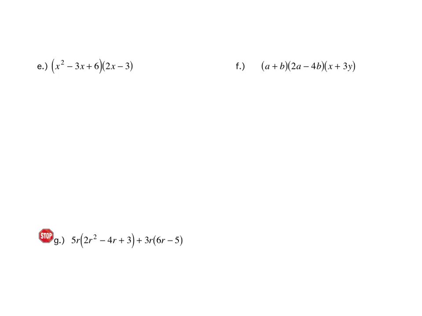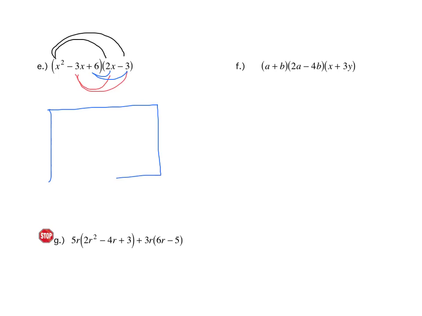In part E, we're multiplying two polynomials, so we have x squared minus 3x plus 6, and then we're multiplying that by 2x minus 3. So you can, if you want, distribute. So you could do x squared times 2x and then x squared times negative 3. Then you would do the second term of the first polynomial, multiply it here, and then you could finally do the last one. And then you would have 6 terms. You're going to combine like terms. However, I think drawing that box and multiplying that way is a little bit easier.